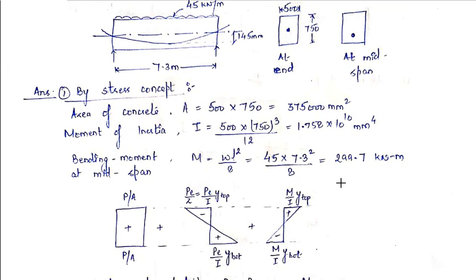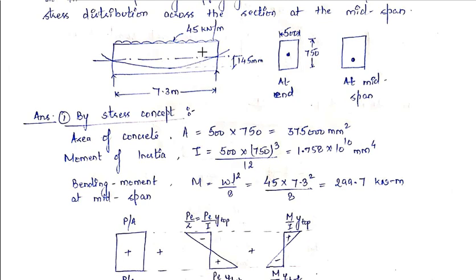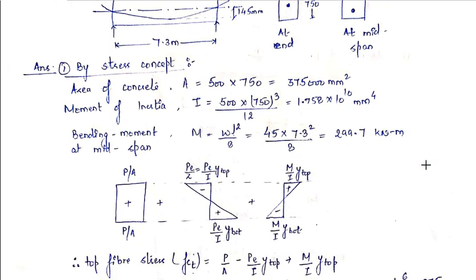Now the bending moment at the midspan due to the external loading, that is the value of capital M. We know that whenever a UDL acts throughout the span of the beam, the maximum bending moment is at the midspan and its value is WL square by 8. After putting the value of UDL as 45 and span as 7.3, this divided by 8 will give you 299.7 kilonewton meter.